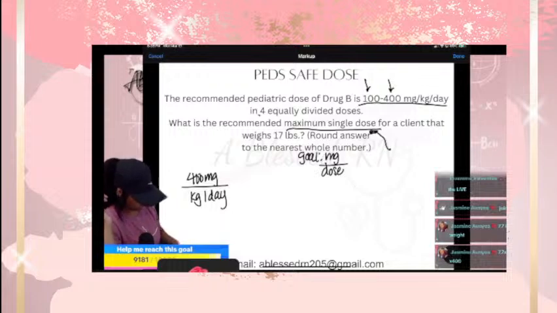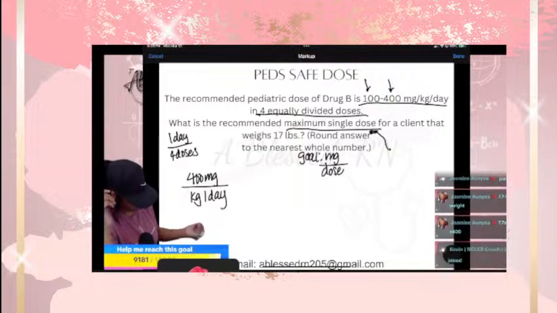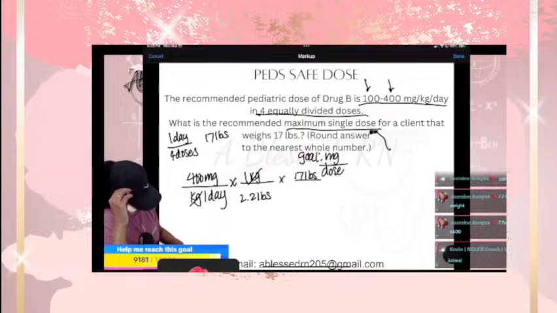So this says it is to be given in 4 equally divided doses. All right. So we know that in one day you give 4 doses. And then our patient's weight is 17 pounds, okay? So what we'll do is we'll do 1 kilogram is 2.2 pounds, right? Kgs cross out. Now we have 17 pounds over 1. Your pounds are now gone.